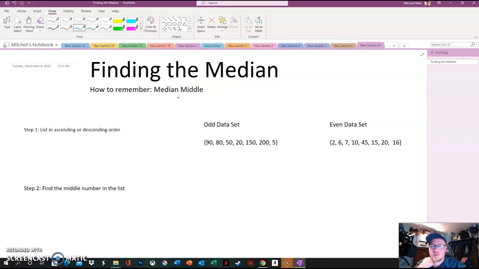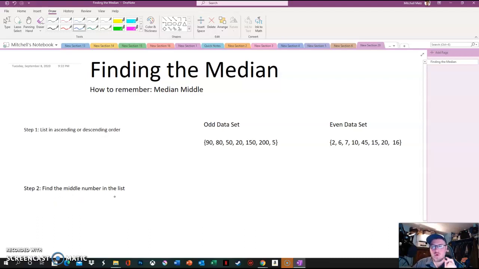So this is probably, I think, the second easiest of the three. So there's two steps. The first step is you have to list the data set in ascending or descending order. And again, ascending just means from least to greatest, from the lowest number to the highest number. Or you could do a descending if that is what you prefer. That just means you're listing it from greatest to least. It doesn't matter which one you do as long as you're finding the center the same exact way. So the second step is the most important, is find the middle number in the list.